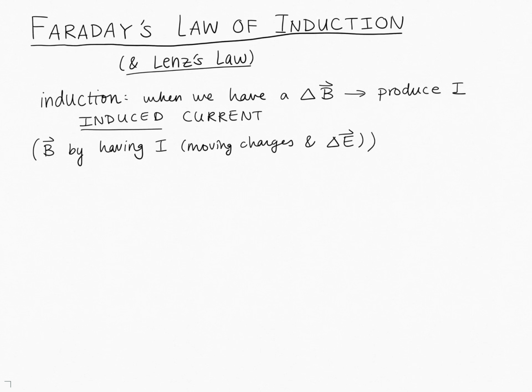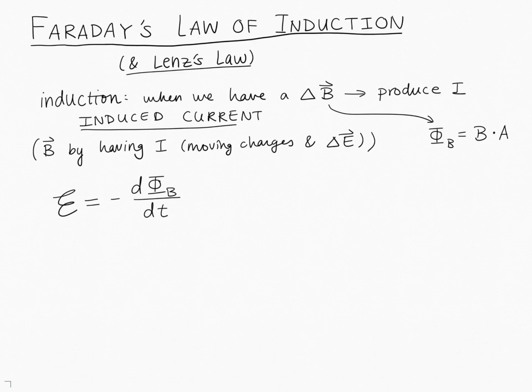And that brings us to Faraday's law of induction, which states that when we have this change in magnetic field, and in this case we're going to introduce a new idea called the magnetic flux, which when simplified is just B times A, where A is the area, we find that an EMF, or electromotive force, is going to be created. And this is equal to negative the derivative of the magnetic flux over time. And this negative sign we call Lenz's law.